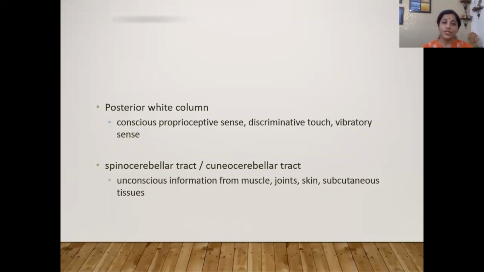Moving further, in the posterior white column, please understand, we have talked about the lateral and the anterior. Now we come to the posterior white column. The posterior white column is taking the conscious proprioceptive sensation. Proprioception is the sensation of the position of the limb in space. And it is a conscious sensation here, whereby we change the position of our limbs as per our need or comfort. Then comes the discriminative touch.